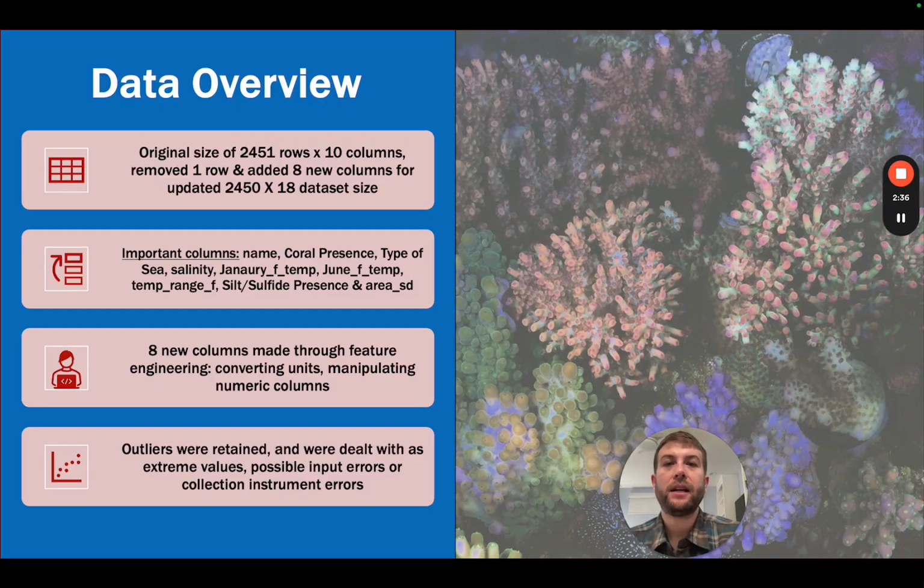The original dataset consisted of 2,451 rows by 10 columns. I modified it to 2,450 rows by 18 columns by removing a row for a sea that only had one observation and by adding 8 columns through feature engineering to improve understanding and to derive additional insights. Potential outliers were retained and acknowledged as either extreme values, possible input errors, or recording errors.